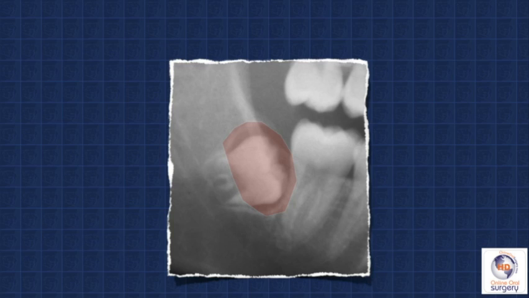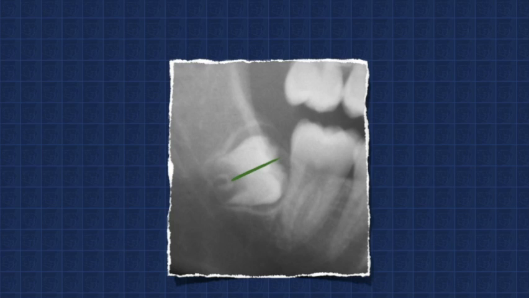Now, because this tooth is mesioangular and not quite as vertical, in order to get the tooth out, since it won't come out in one piece, we're going to have to bisect the crown, and then that bisection is going to carry down through the roots so that we can take out the tooth in 2 individual pieces.